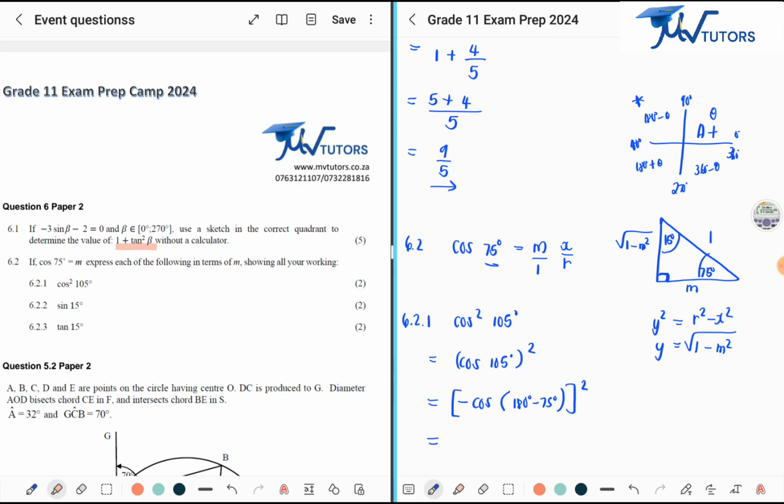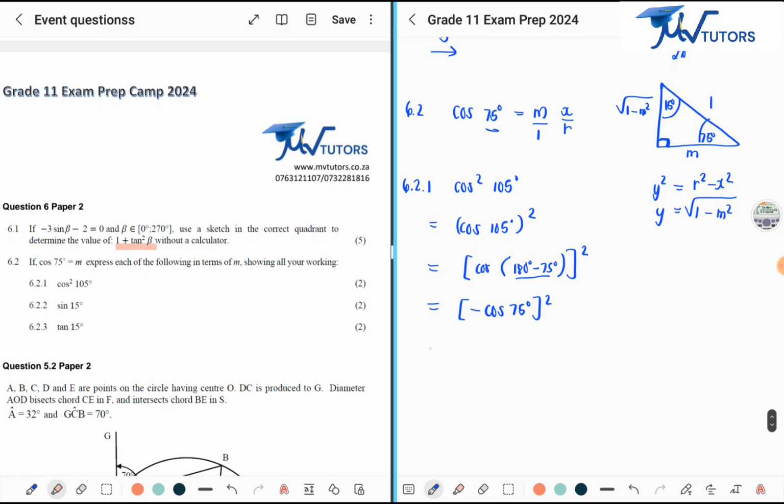Okay? So, yes, let me put it like this before I even put the negative now. Yes, this is how I can rewrite it. So cos 105 is cos 180 minus 75. And then I know that this 180 minus theta is in the second quadrant where cos is negative. So then I have negative cos 75. And remember, all of that is squared.